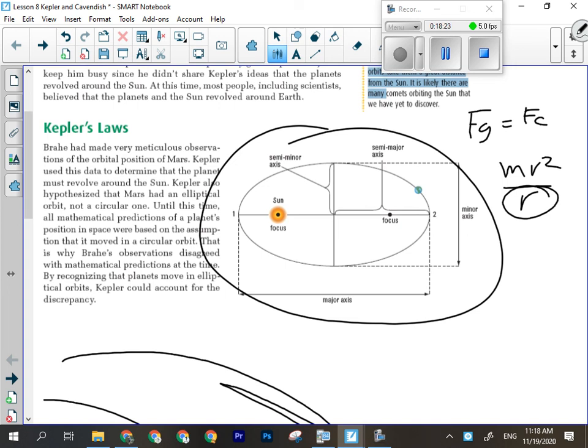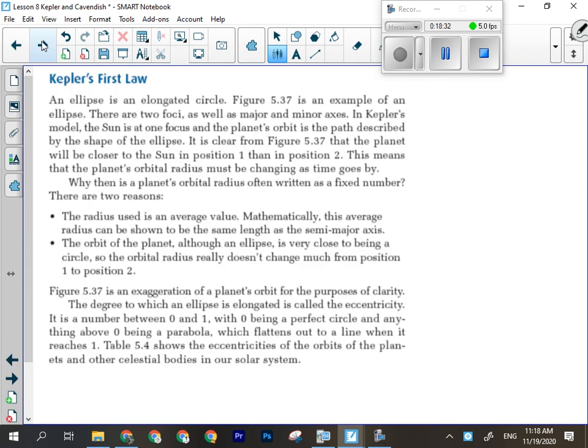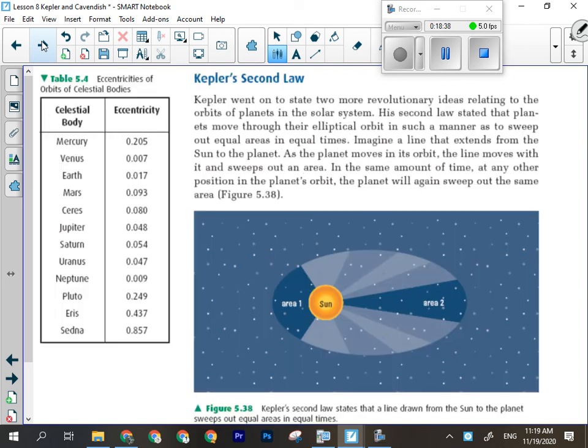All right, so Kepler's laws. Brahe had made these meticulous observations about the orbits of Mars. We talked about that, and that's what Kepler used. So Kepler's first law is the law of elliptical orbits. An ellipse is an elongated circle. Because there are elliptical orbits, we have places where the Earth is going to be closer to the sun and places where the Earth is going to be further from the sun, and we're going to be moving at different velocities.